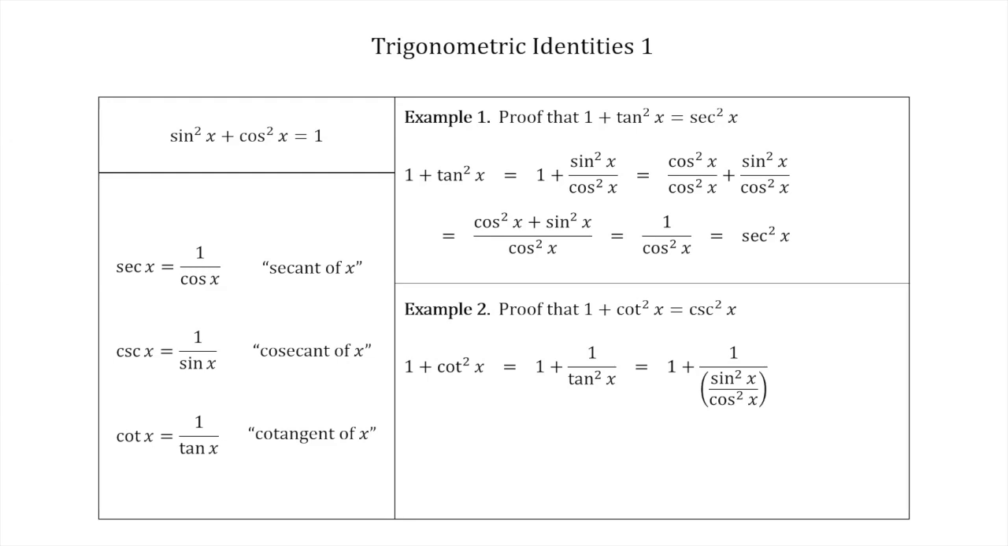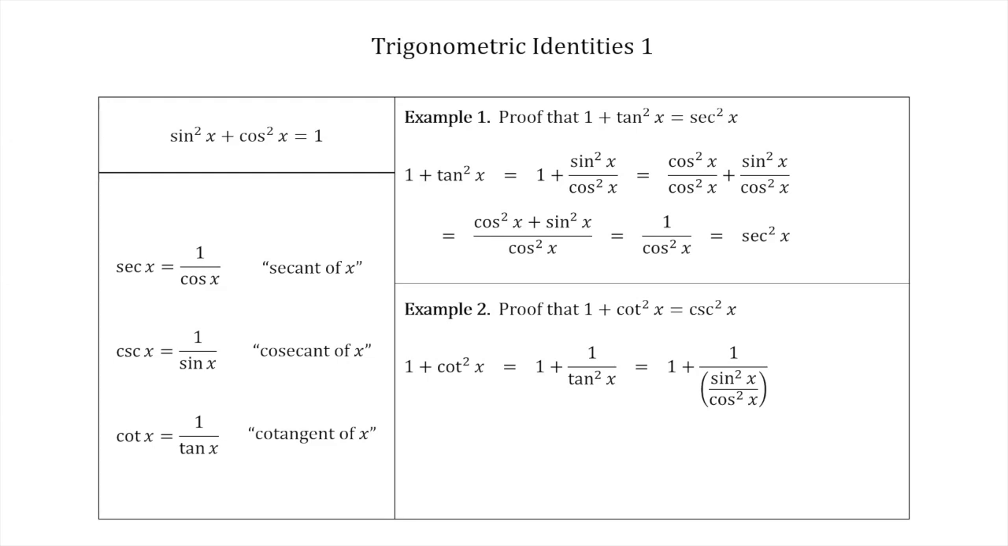This is starting to look a little messy, but don't worry about it. Let's try and rewrite this second term so it's a bit neater. We're dividing by a fraction. We've got 1 divided by a fraction. Whenever you divide by a fraction, you just flip the fraction over and times by it. So in this case, we have 1 divided by sine squared over cos squared. We flip that over and times by it, we get 1 times cos squared over sine squared.